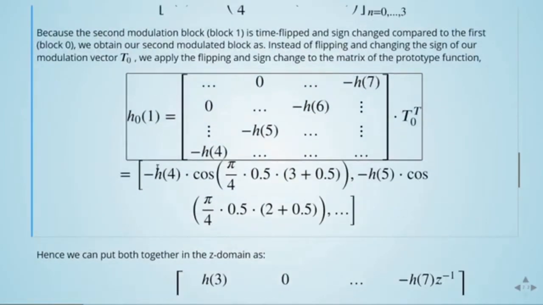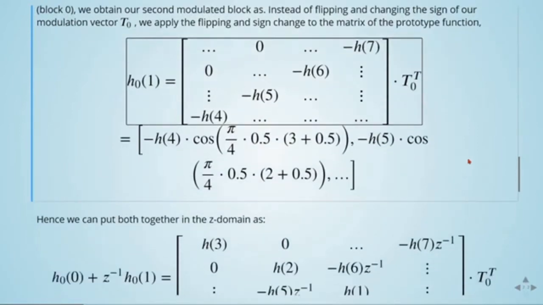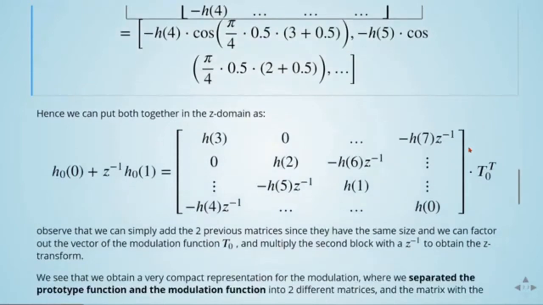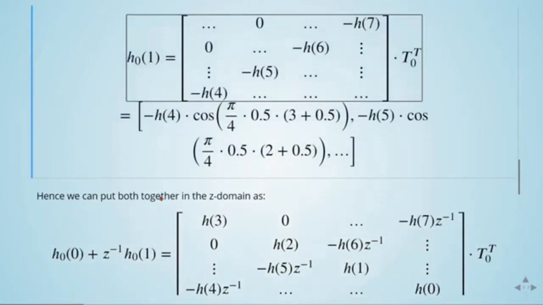And then we have this equation. And hence we can put both together in the z domain, as given here. So we have our first block, z to the power of 0. We have our second block, z to the power of minus 1. And this is what we get here. And observe that we can simply add the two previous matrices since they have the same size, and we can factor out the vector of the modulation function t0 and multiply the second block with z to the power of minus 1 to obtain the z transform. So this is what we are doing here.